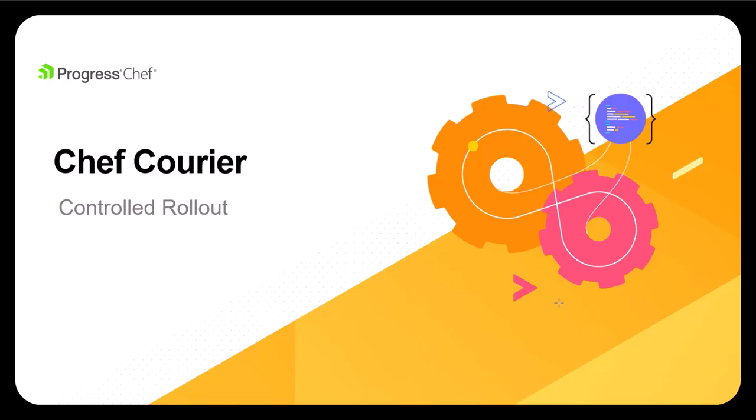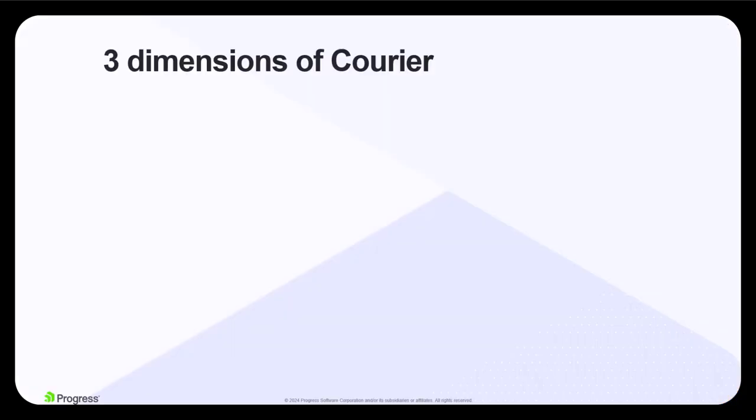Welcome to this introduction on Chef Courier. In this demonstration, we'll look at a scenario where a controlled rollout of an update is required to maintain the uptime of production systems. Chef Courier delivers enterprise job orchestration, which is built upon three fundamental dimensions.